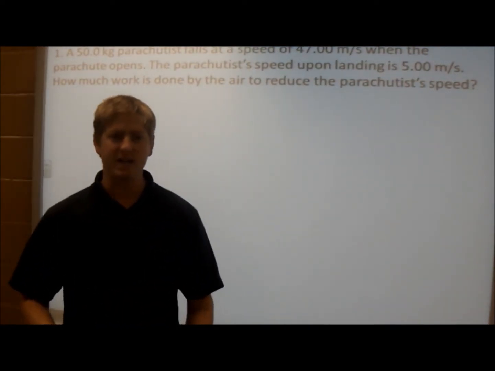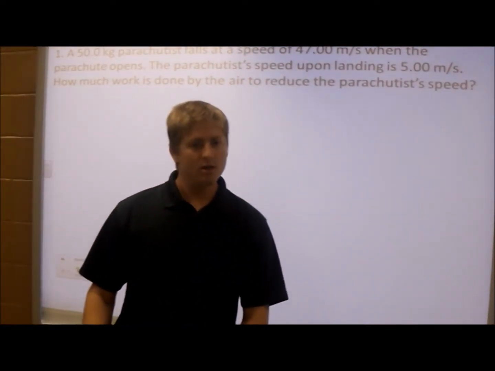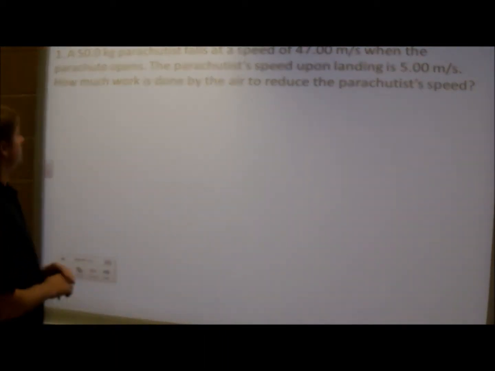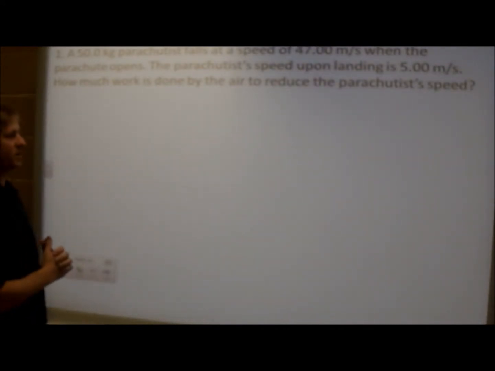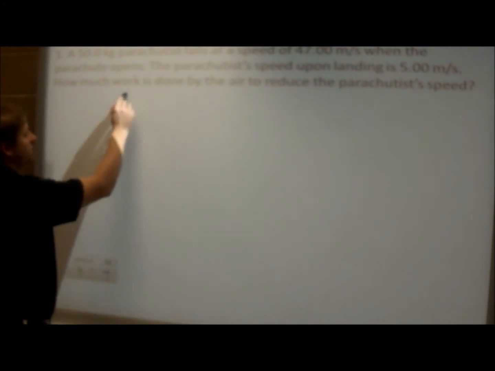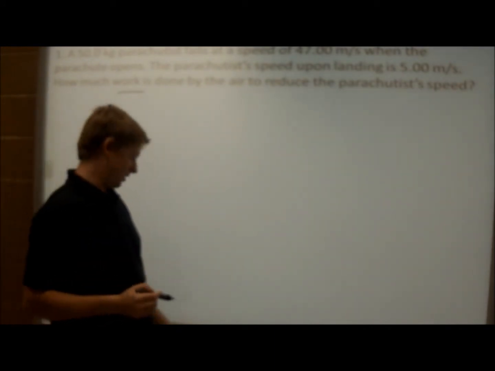These are the work kinetic energy theorem problems from your packet. There are 3 of them. The first one talks about a 50-kilogram parachutist falling at a speed of 47 meters per second. When the parachute opens, the parachutist's speed upon landing is 5 meters per second. How much work is done by the air to reduce the parachutist's speed?